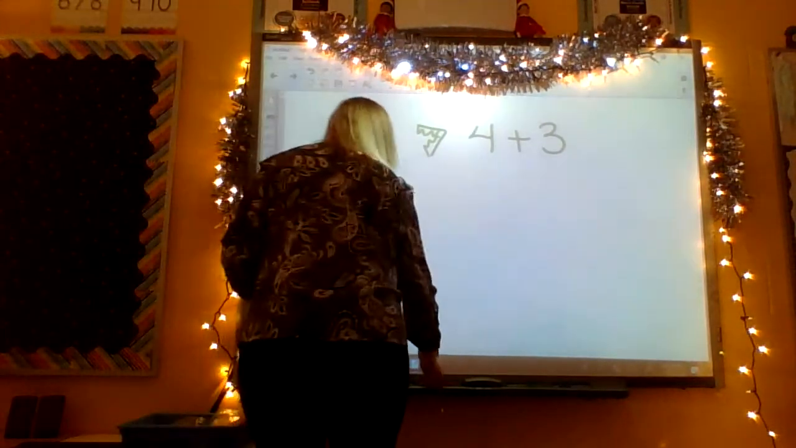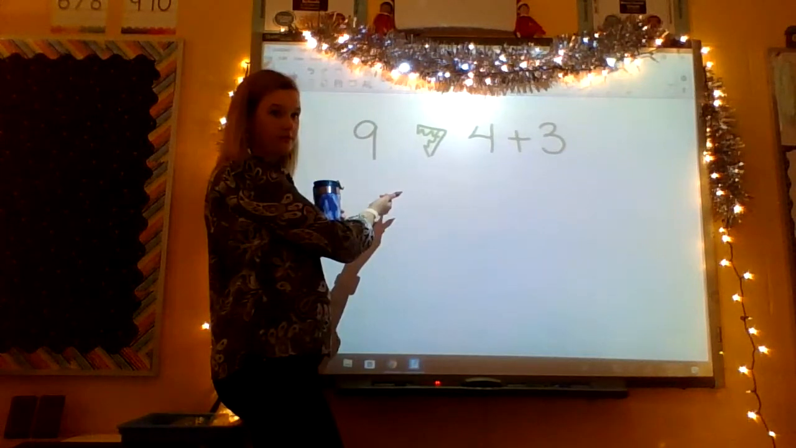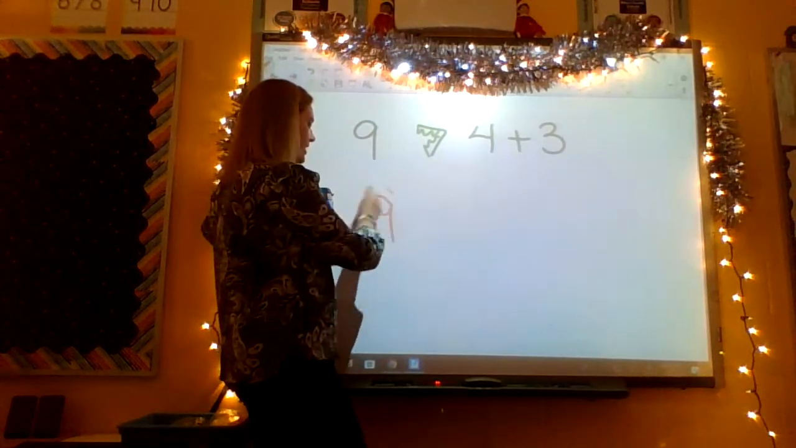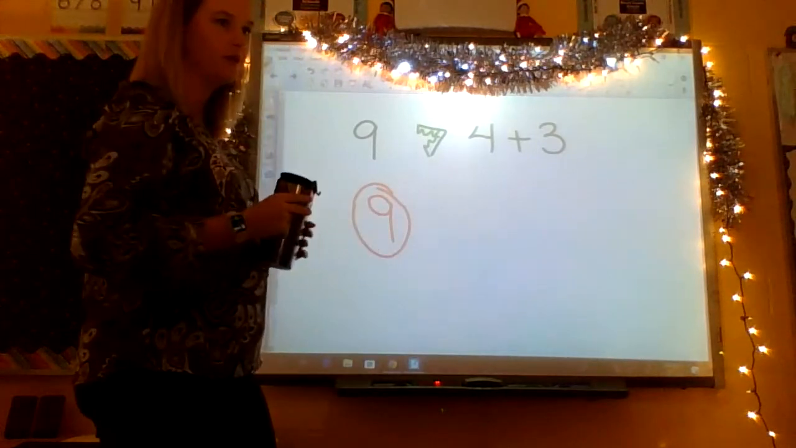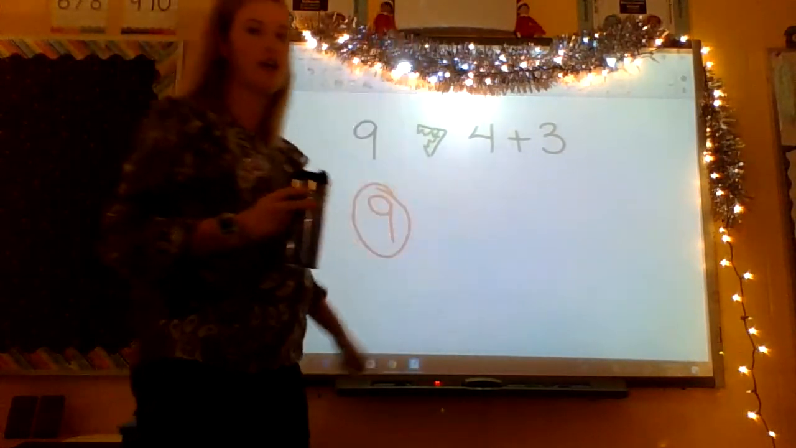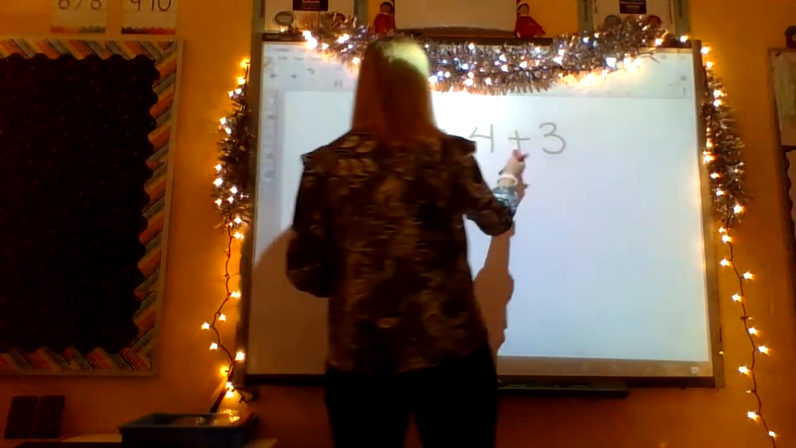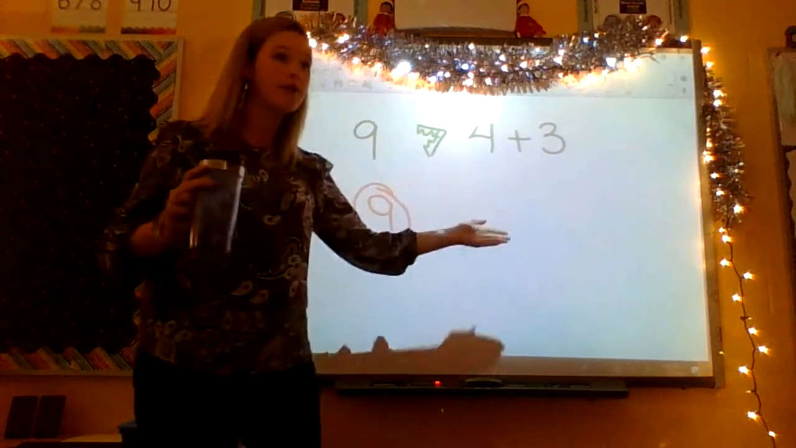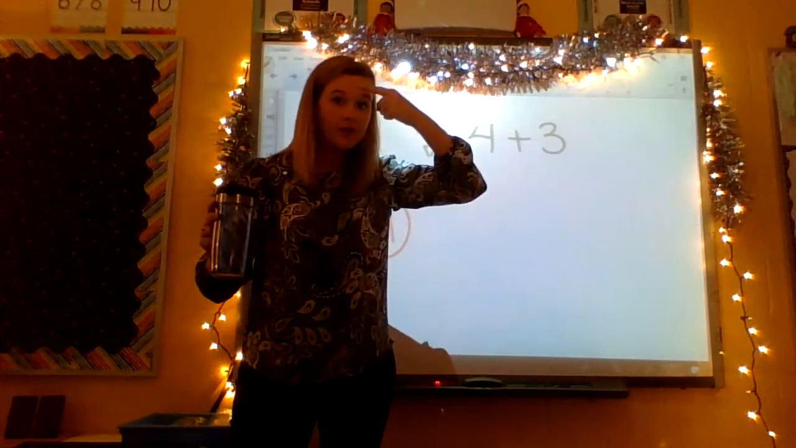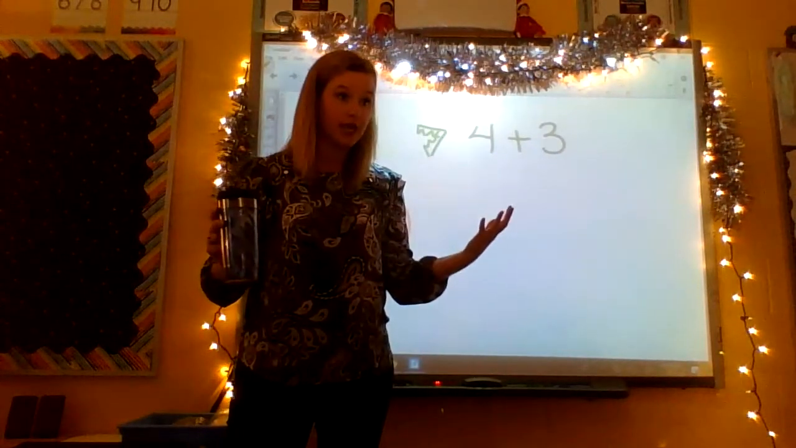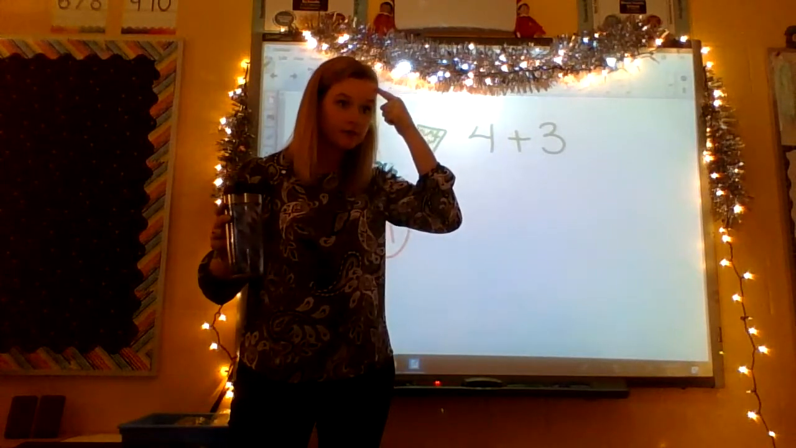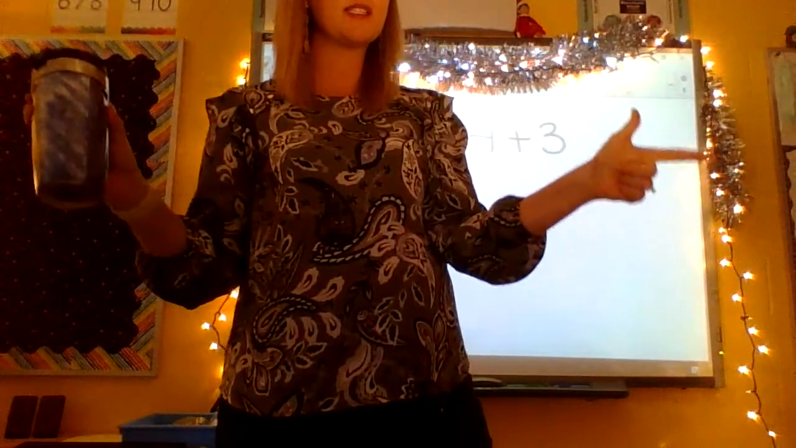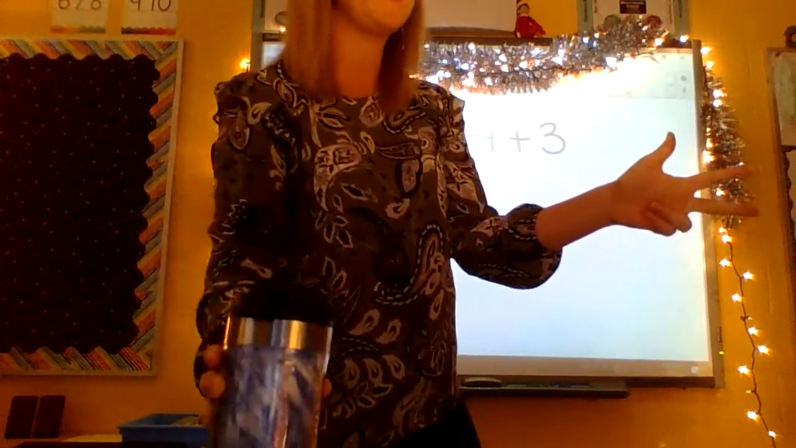So do we have anything we have to solve here for 9? No, this is the number 9. So this, 9 equals 9. We did that side. Check it off. Now we have to solve this side. So I have 4 plus 3. This time what I want you to do is put 4 in your head, and we're going to count on 3. So put 4 in your head. 4, 5, 6, 7. So what's 4 plus 3?